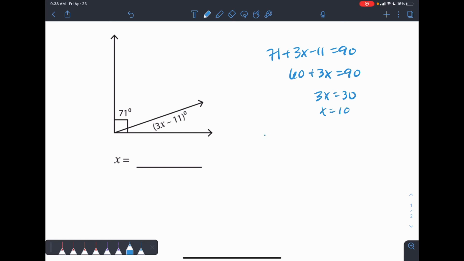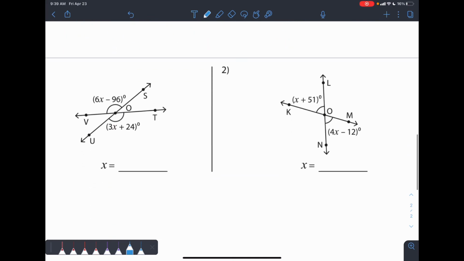Then I substitute 3 times 10 minus 11, so 30 minus 11, which is 19. So I find that the missing angle here is 19 degrees. To check my work, I'm going to substitute 71 plus 19, and hopefully that will give me 90 degrees. 71 plus 19, which is 90 degrees. So this does work, and x is equal to 10, which is what they wanted. However, the degree measure is 19. So be very careful when you're answering a question like this on an exam. Make sure you're checking, do they want the value of x, or do they want the value of the angle?